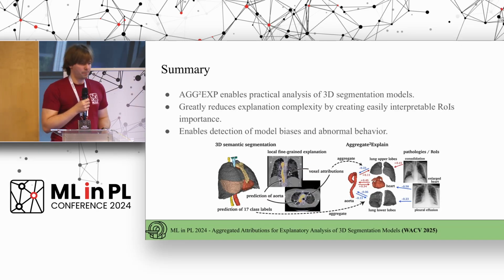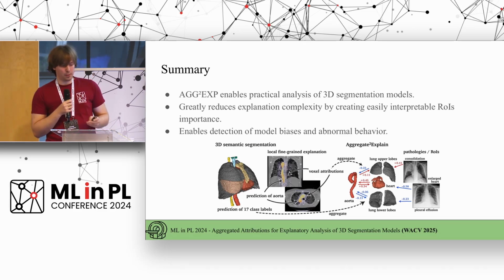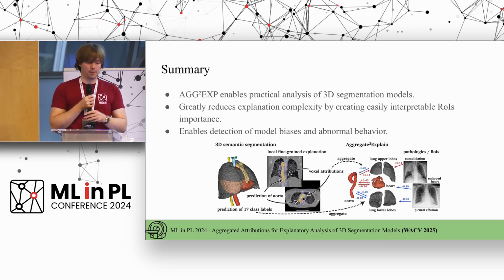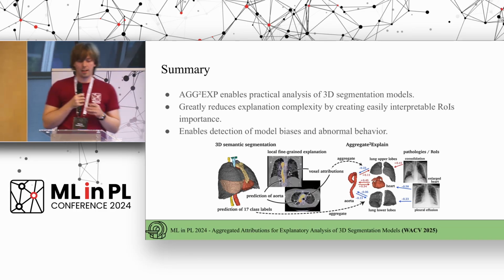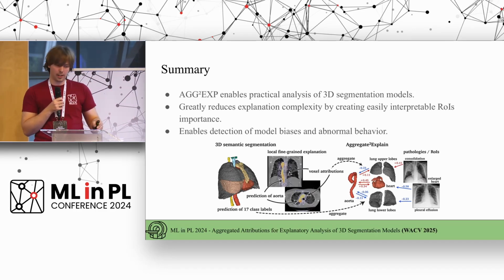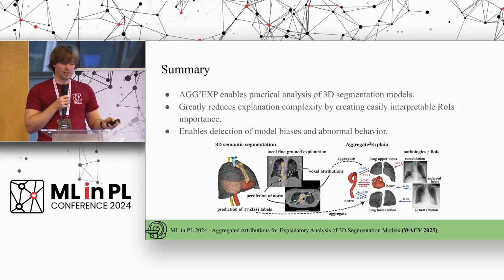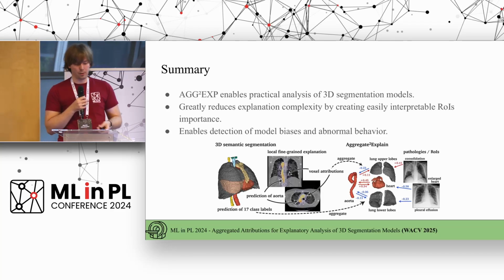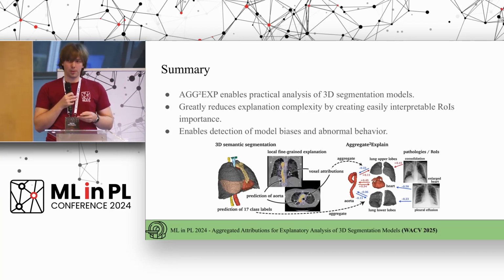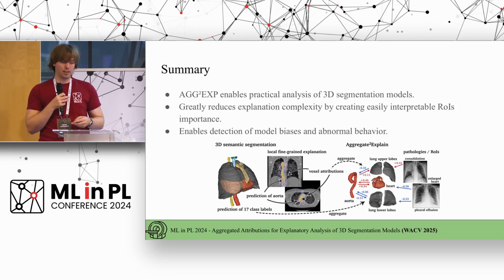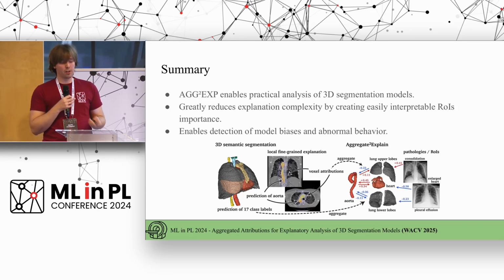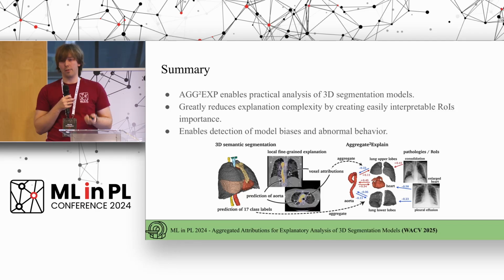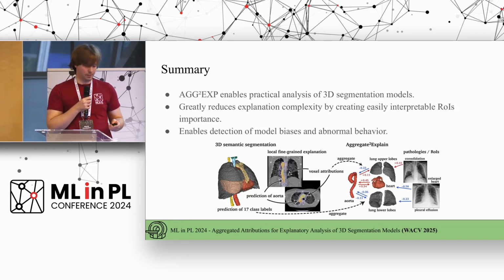And in summary, our aggregated attribution enables you to analyze your 3D segmentation models. It allows you to do it really efficiently, and these explanations which we create are much less complex, just by creating this easy to understand regions of interest importance, and also by having this anomaly analysis. You can check your model for some biases if you have any metadata available for you.